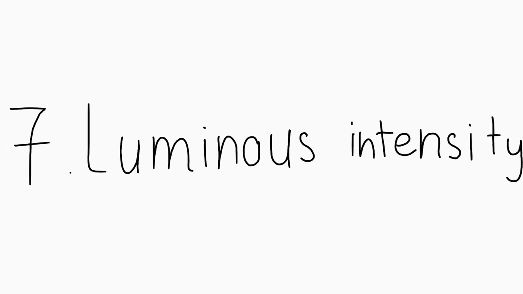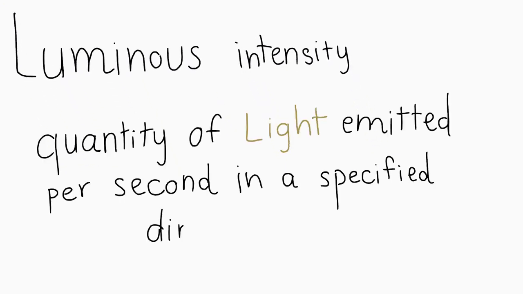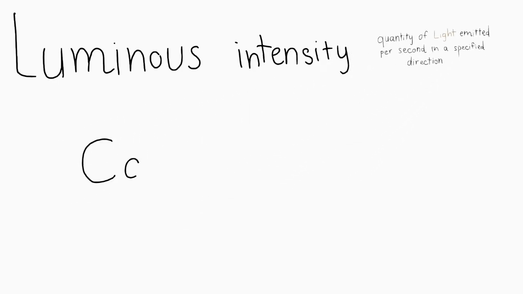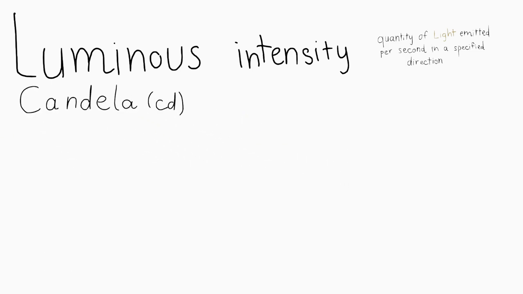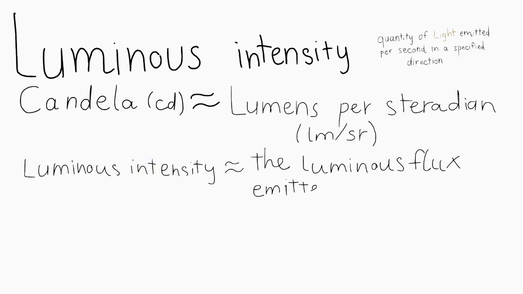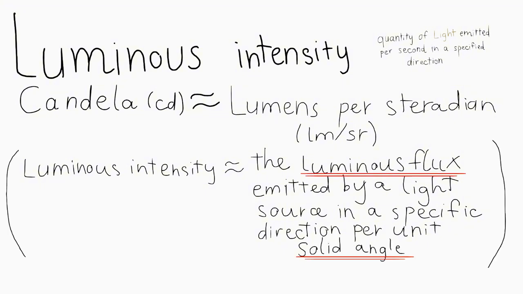Let's move on to the next one. Here we have luminous intensity. This measurement shows the quantity of light emitted per second in a specified direction. Its base unit is candela, and the symbol is Cd. And candela is also defined as lumens per steradian. Luminous intensity is the luminous flux emitted by a light source in a specific direction per unit solid angle.